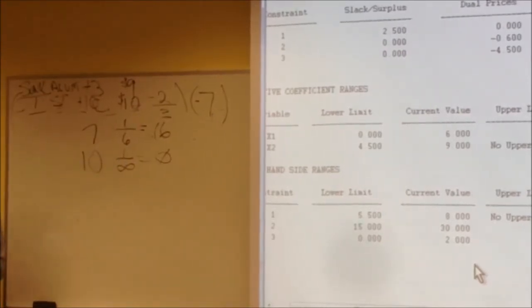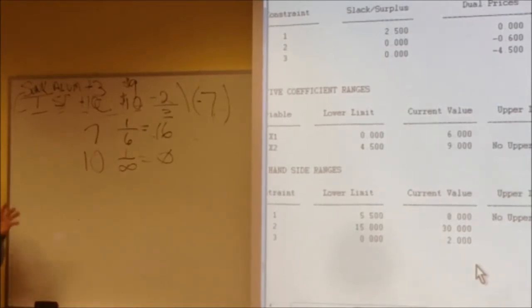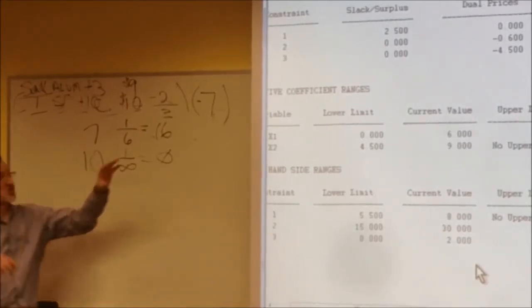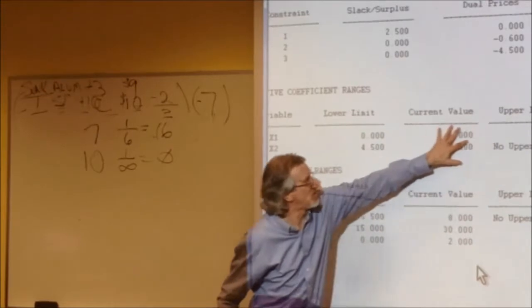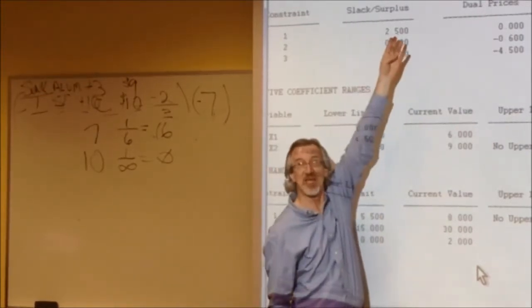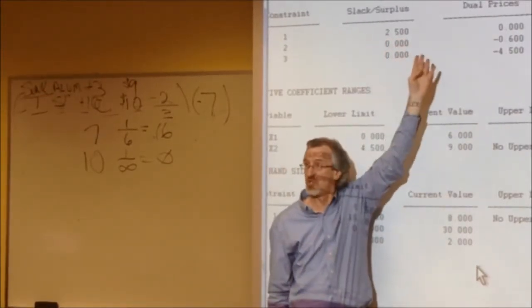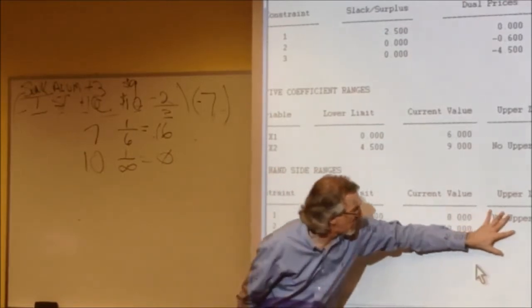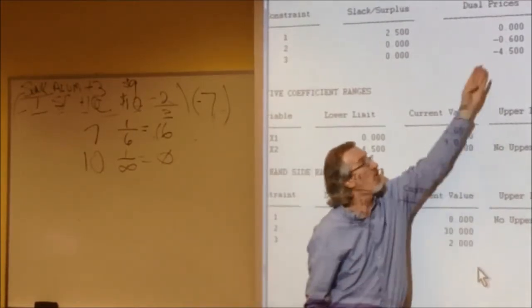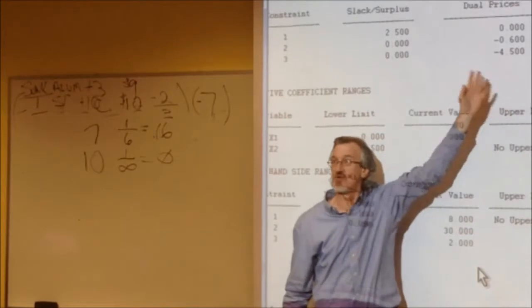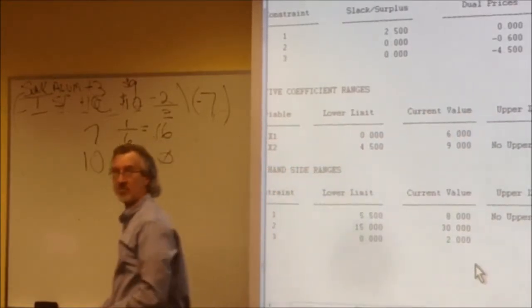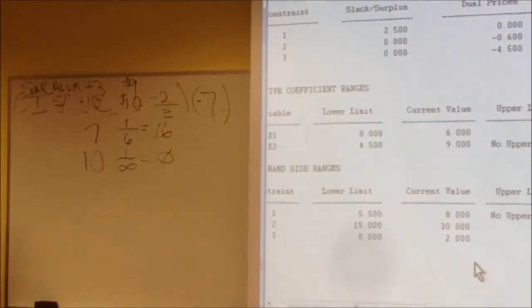I want to say it one more time because this will kill you if you don't have this down. Changes in the objective function numbers are always related to the optimal solution. Changes in the right-hand side of constraints are always related to these dual values, dual prices, whatever you want to call them. You got it?